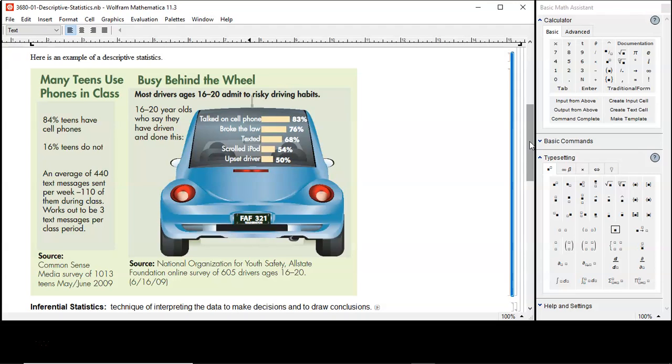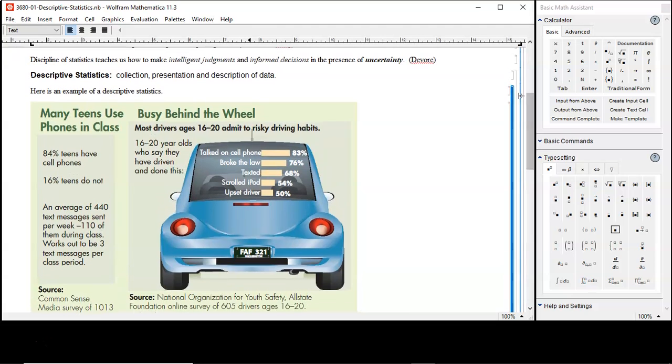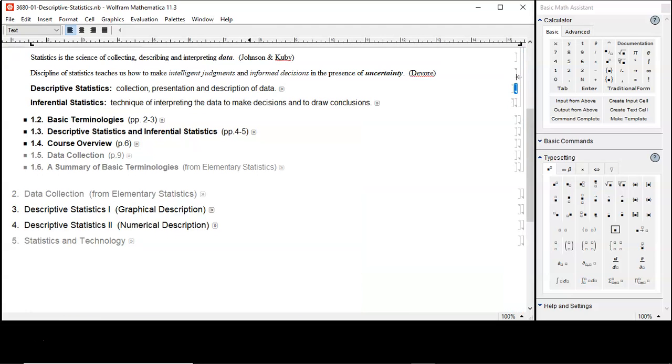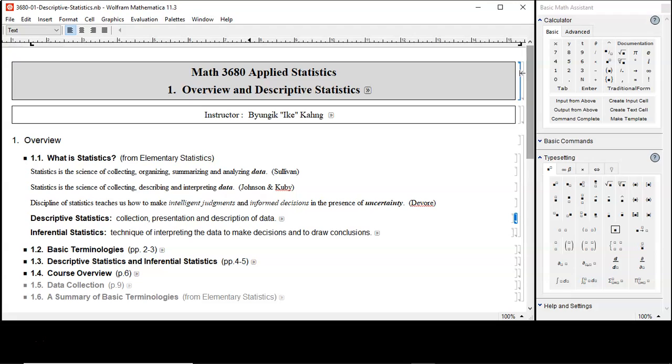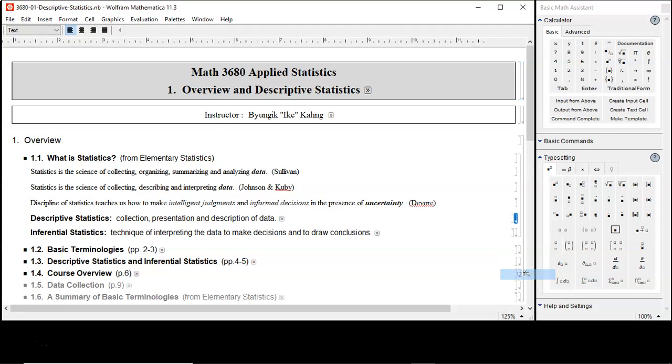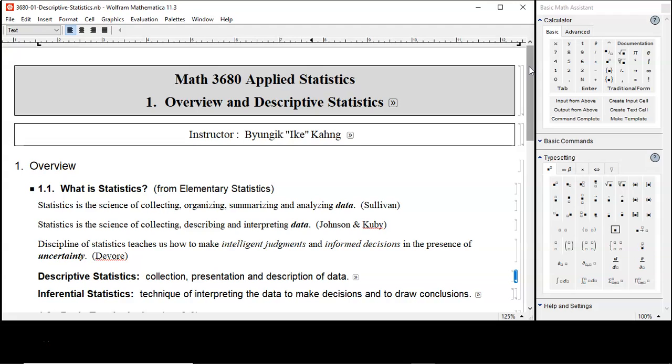This is about teens using cell phones while driving, and that's why we have a picture of a car, and then we have all these percentages and bar graphs. There goes an example of descriptive statistics. Now, how about inferential statistics? That's a little bit deeper, and for that, we need another concept which is even more important than the data.